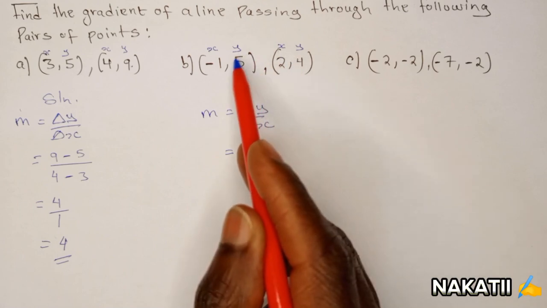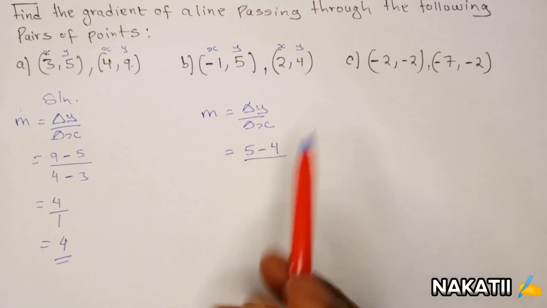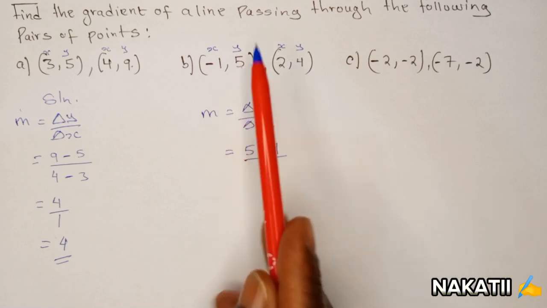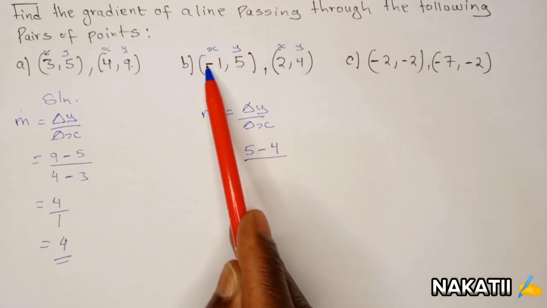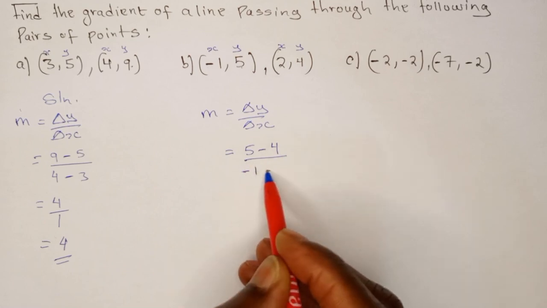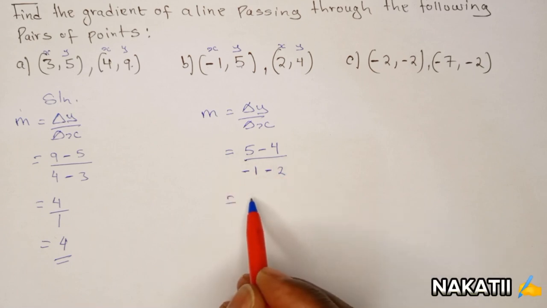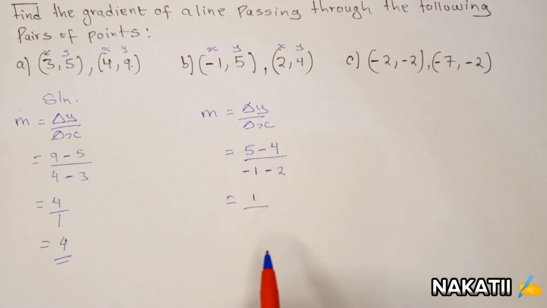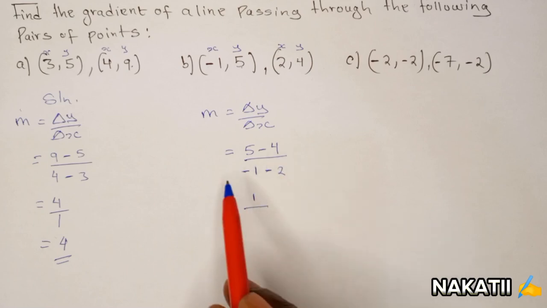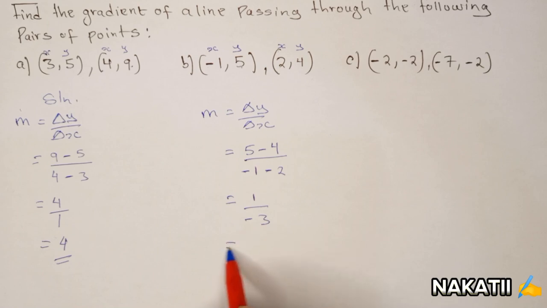So you take y this side minus the y this side. So it is 5 minus 4. Divide by, so if you start with y this side, you also must start with x this side. So down here, you'll start with negative 1 minus 2. So this one will be 1 in the numerator, 5 minus 4. Then down here, you're going to have minus 1 minus 2, which is minus 3. So your answer, which is the gradient, is negative 1 over 3.